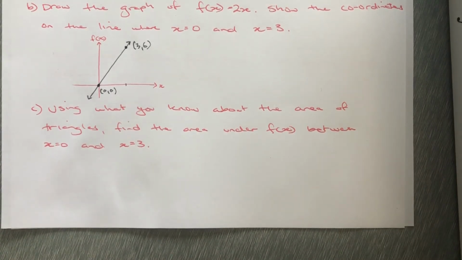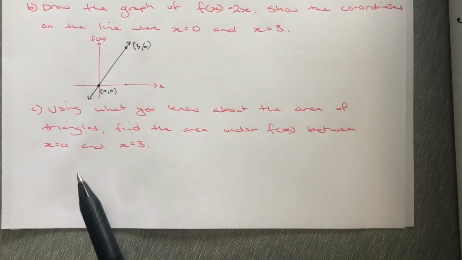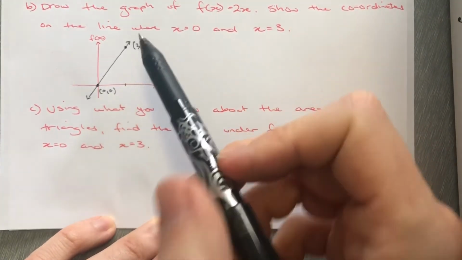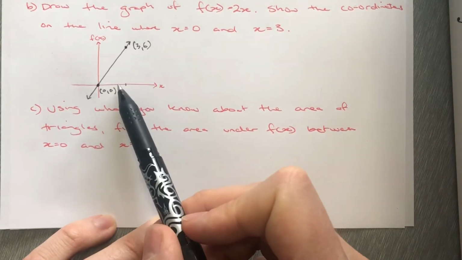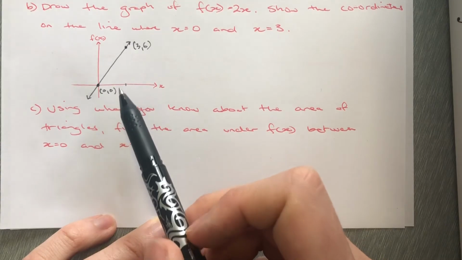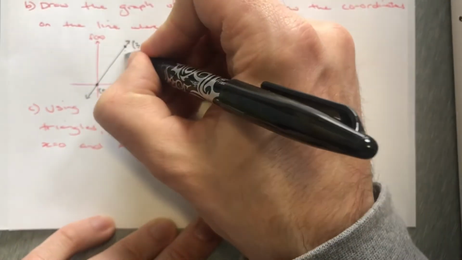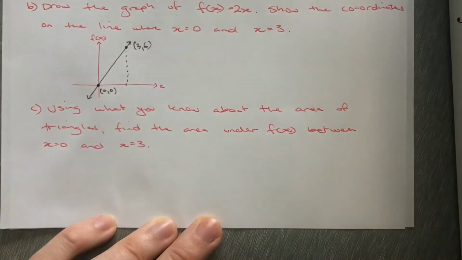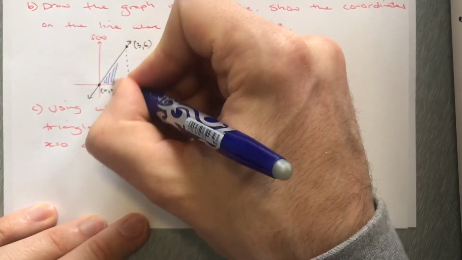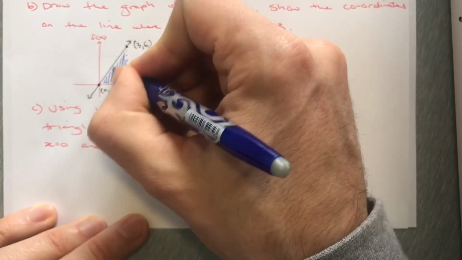Now, using what you know about the area of triangles, find the area under f of x between x is 0 and x is 3. Okay, so f of x is our line here. We want to find the area between that line and the x-axis between x is 0 and x is 3. So I'm going to colour that area in. We want to find this space, this area inside here.